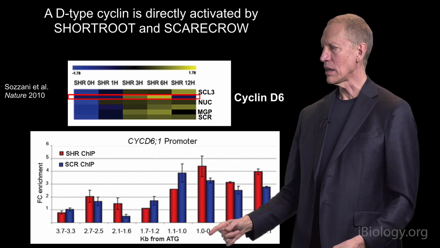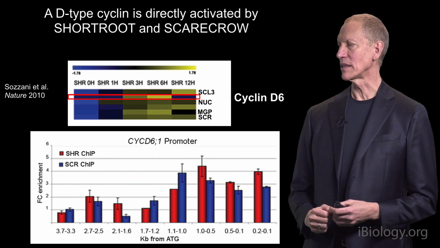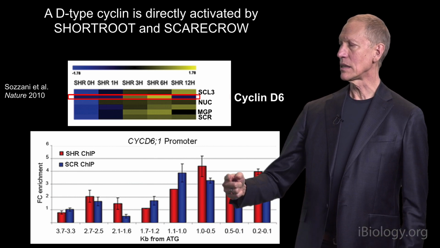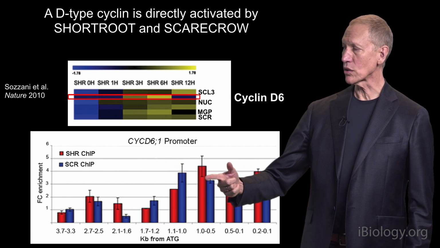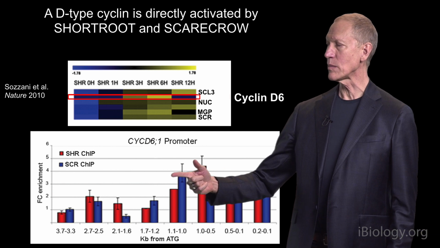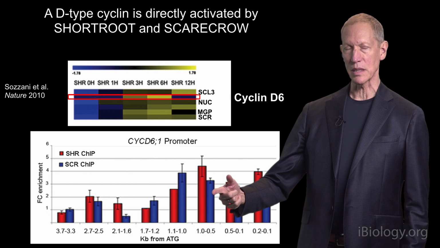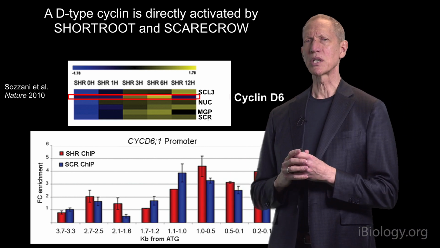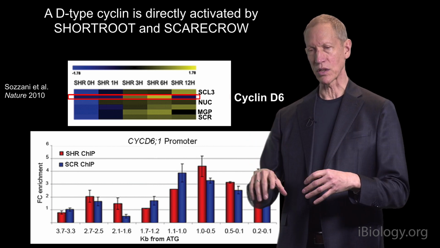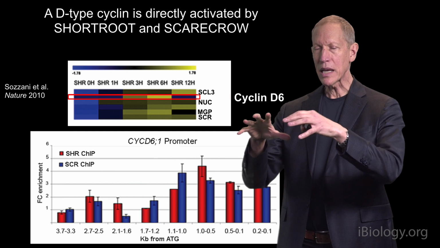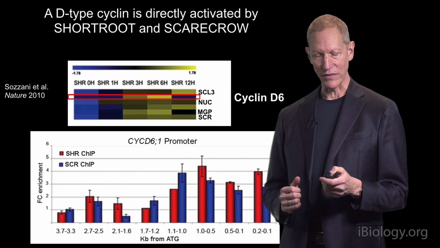And so what you see here is that we're looking along the actual promoter of Cyclin D6. And we find that indeed, SHORTROOT and SCARECROW are bound to certain regions. These are, each one are fragments of this promoter. So it's not bound to these parts, but they are bound to these parts here. So this strongly suggested that SHORTROOT and SCARECROW, these two important transcription factors for getting that division, bind directly to this particular cyclin to cause it to be activated.